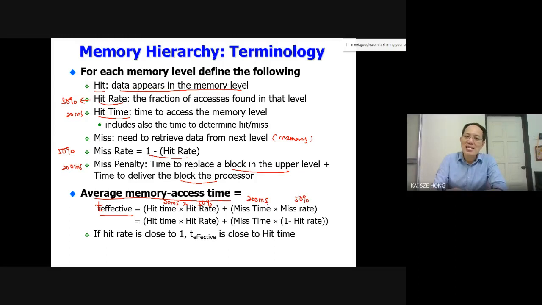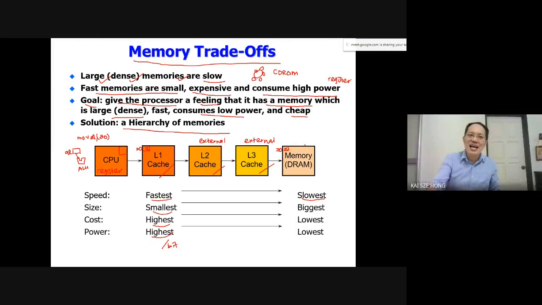In this case, you can calculate how much time is required for the average memory access time. Our target is always to have the hit rate close to 1, meaning everything is inside the cache. In this case, the effective time is close to the hit time. Whenever you don't have the data here, you have to come to memory and then copy to here. In this case, it will be slower. So this is the principle of the cache.